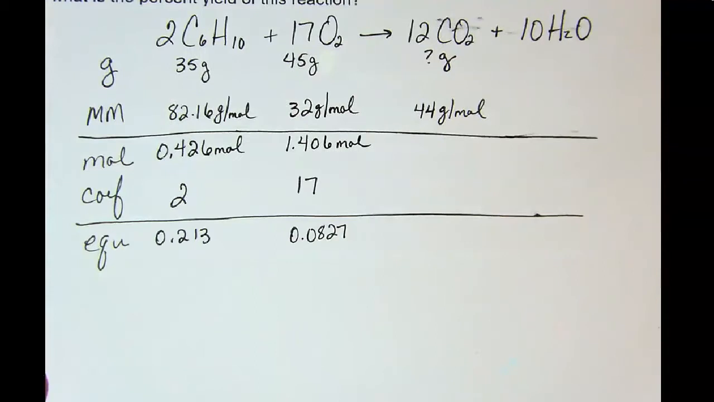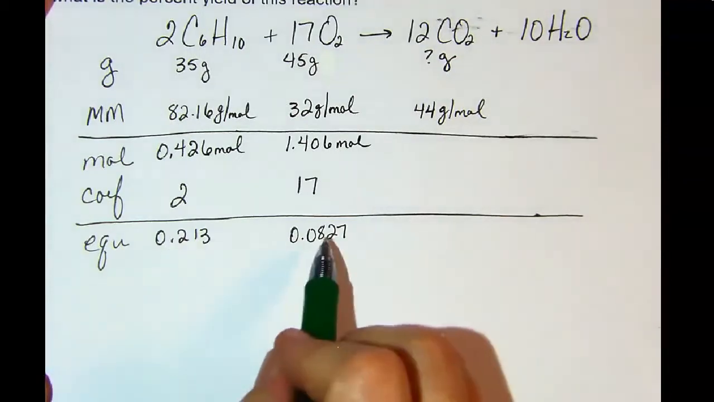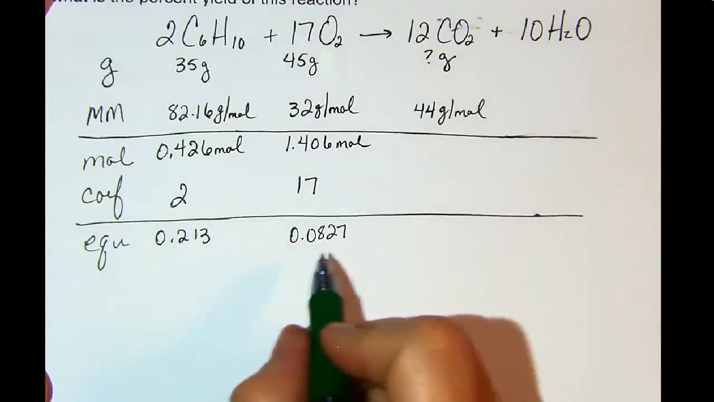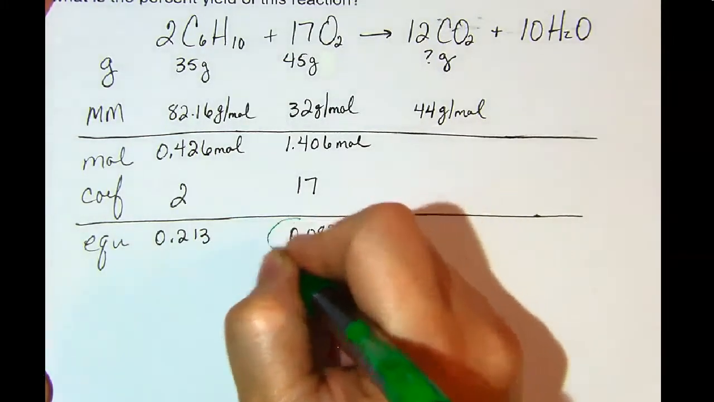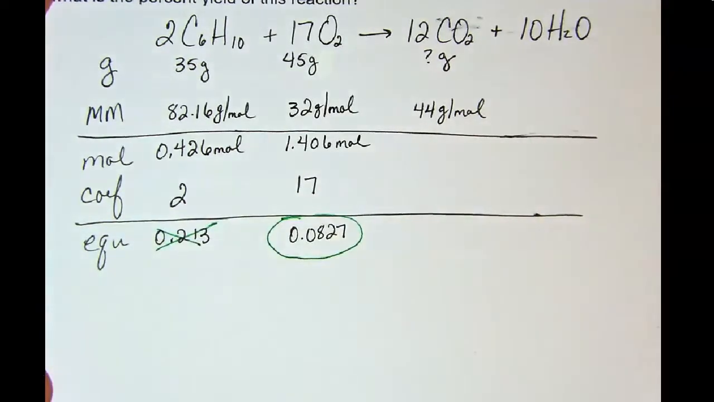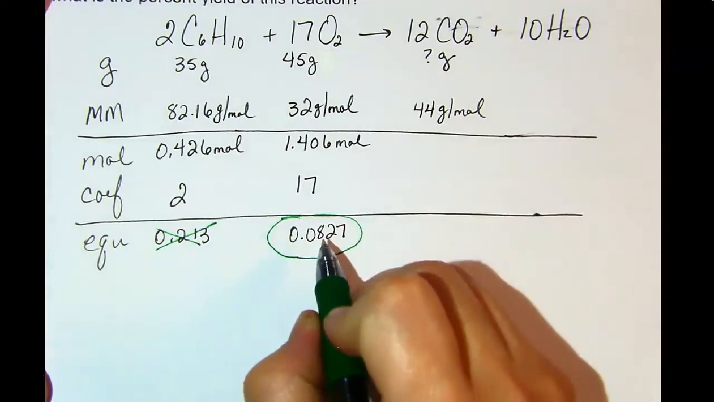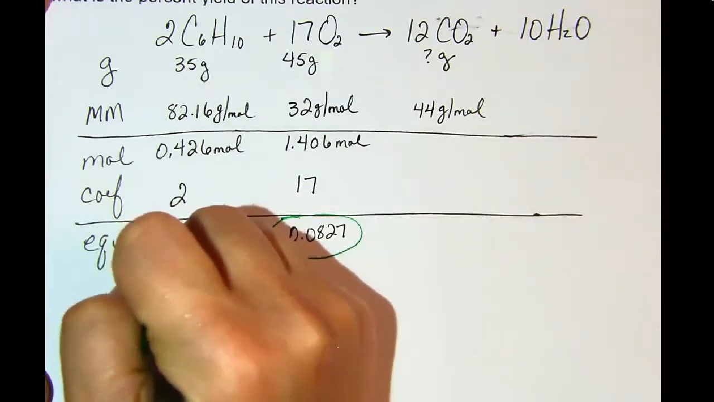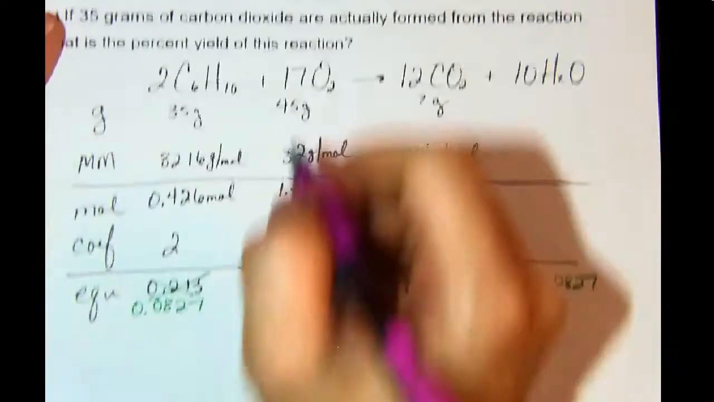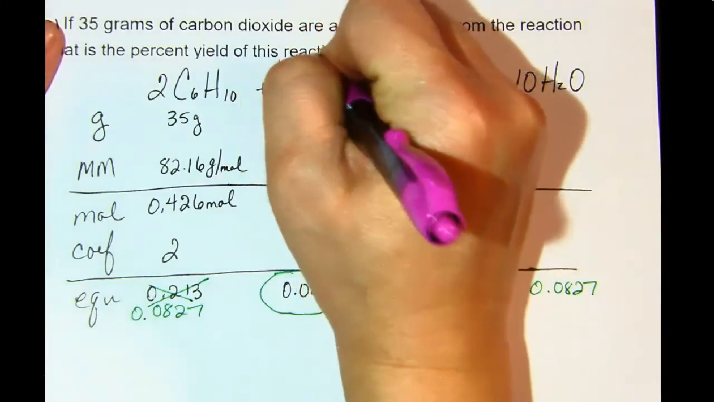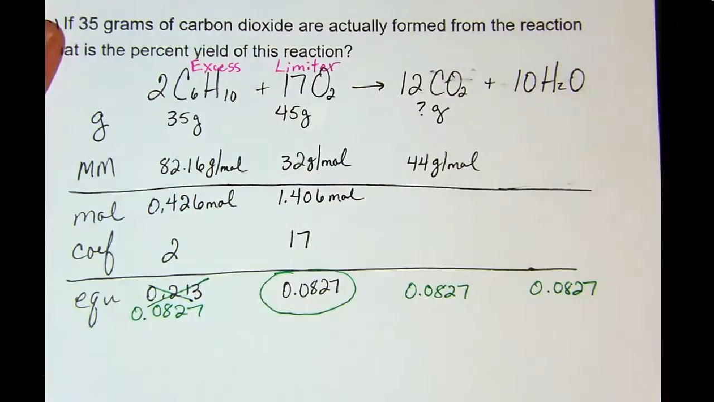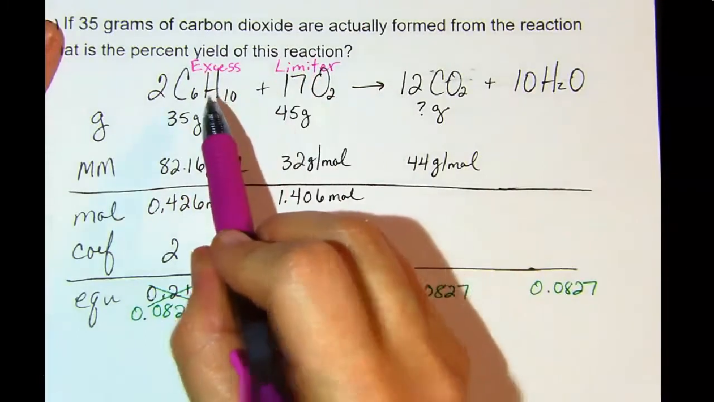Now this is important to note. We have two different equivalents here, but only one can be the true equivalent, and it's always going to be the smaller of the two. This is the smaller of the two values, which makes this a worthless number. This is the true equivalent, which is going to be the equivalent of everybody in this reaction. That means this has the title of limiter, and this has the title of excess reactants. That's the limiting reactant and the excess reactant.